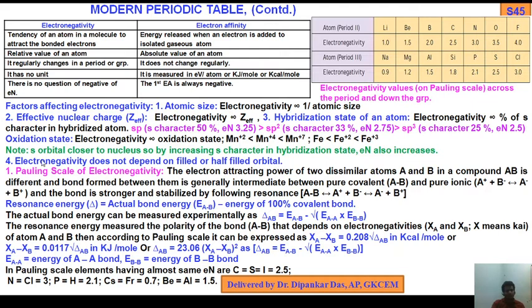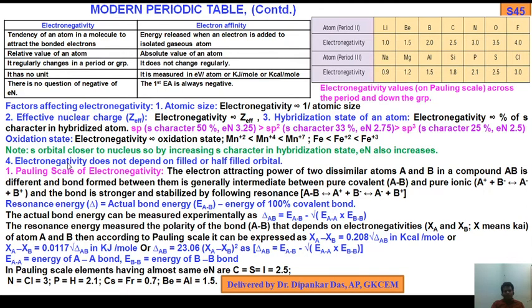Note: the s orbital is closer to the nucleus. So by increasing s character in the hybridization state, electronegativity also increases. That means due to the penetrating power of s, being close to the nucleus, s orbital electrons are strongly attracted by the nucleus. So the nucleus strongly holds these s orbital electrons. That's why the attracting power of the s orbital has increased with the percentage of s character.